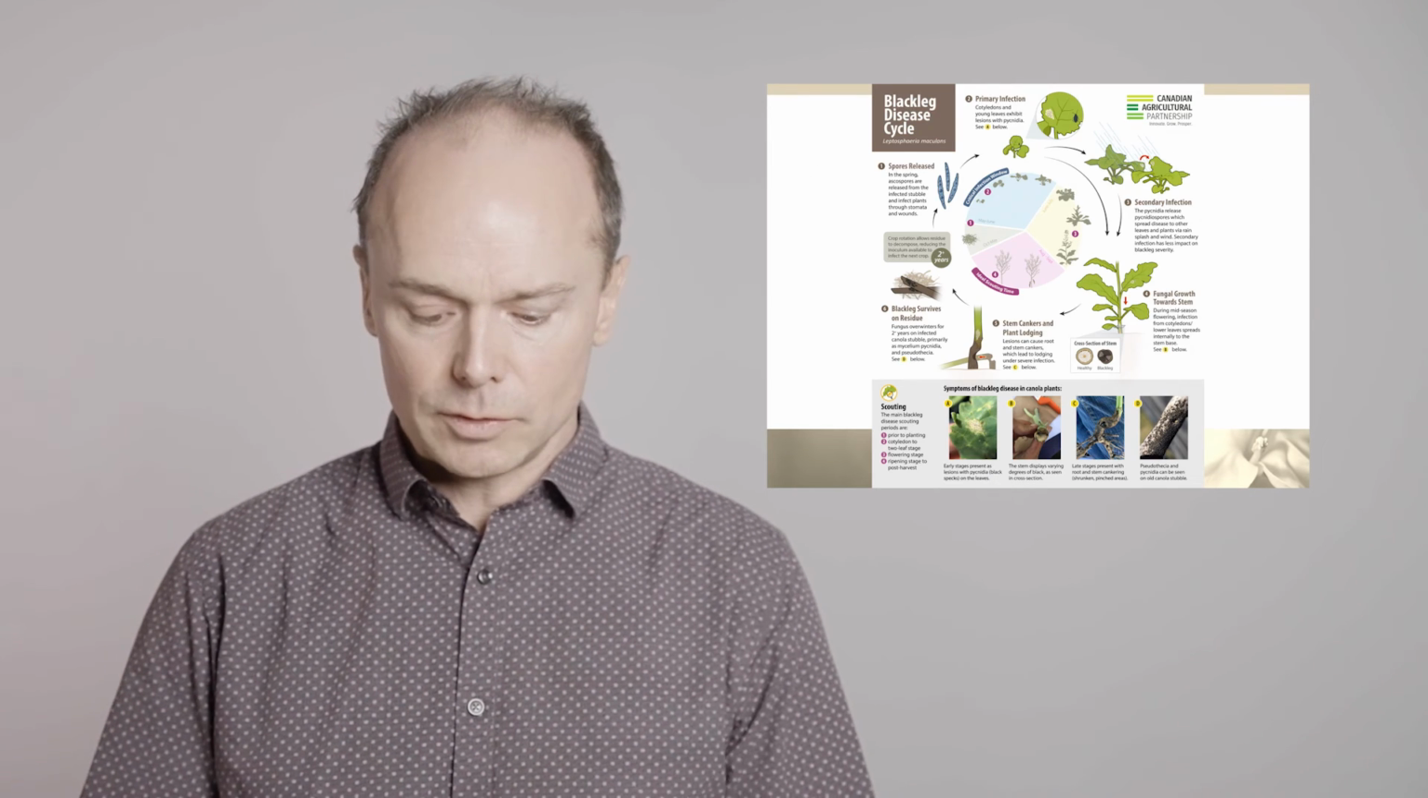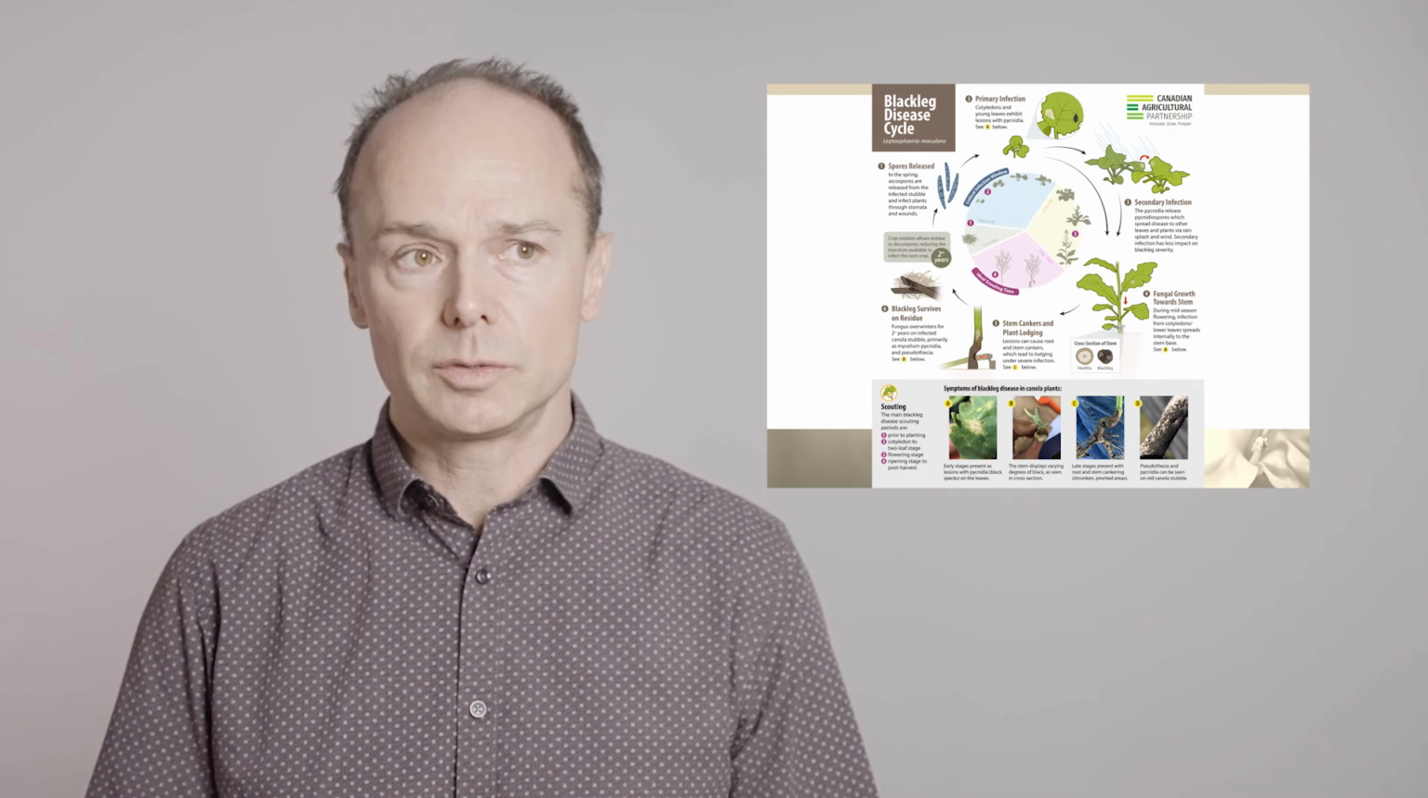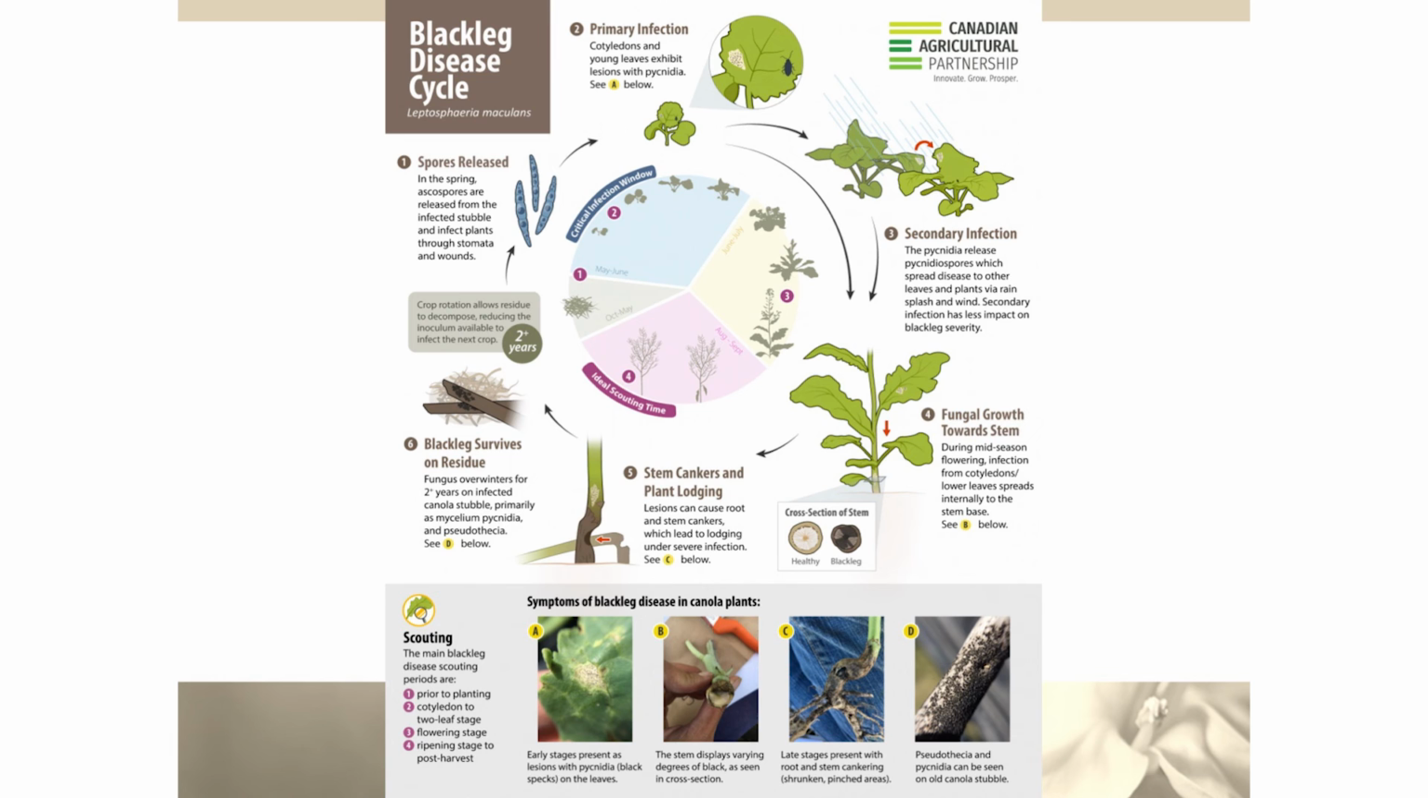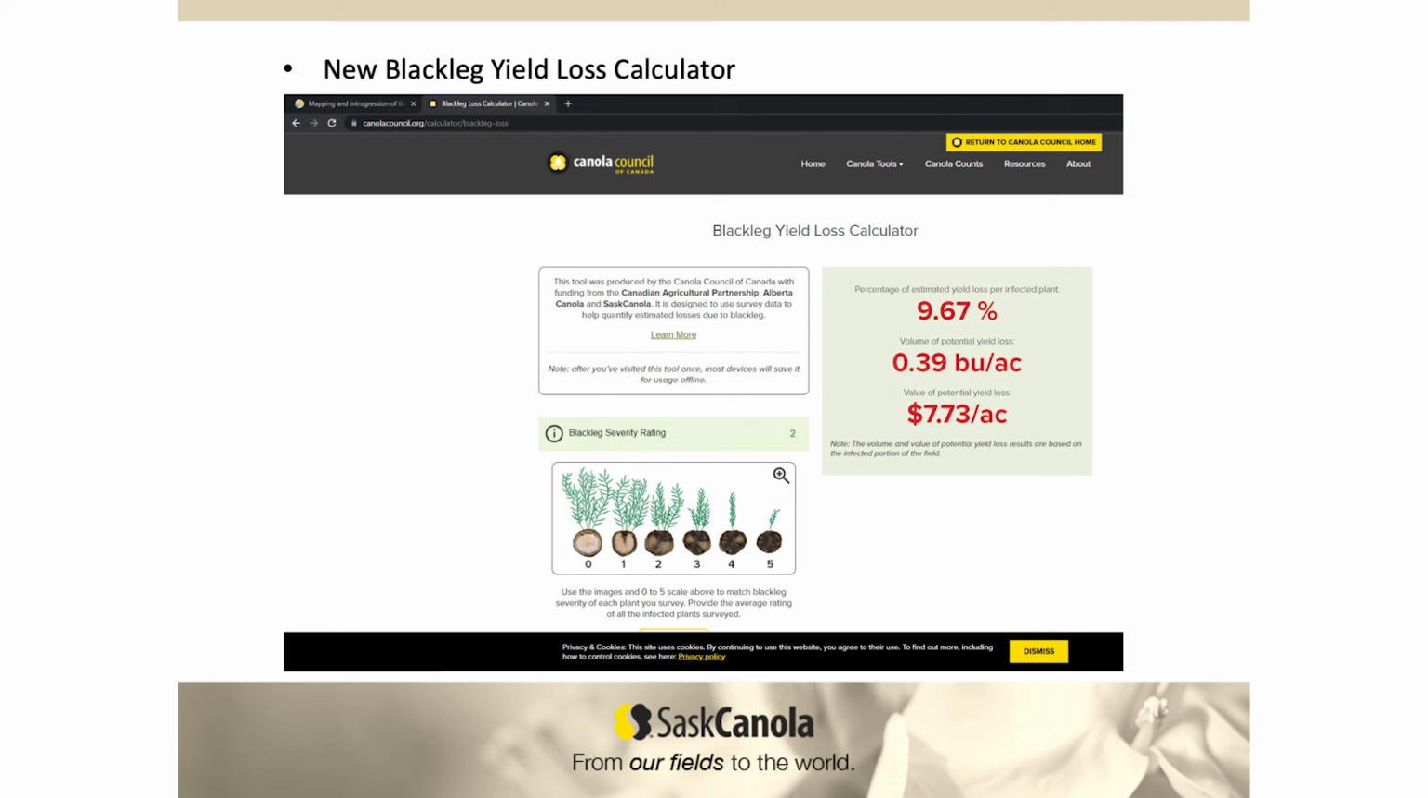And just to give you an idea of some of the knowledge transfer products that have been developed from this work so far are this new blackleg disease life cycle infographic, as well as this new blackleg yield loss calculator. And both of these products can be found on the Canola Council of Canada's website. And Justine will be discussing them in more detail later today.